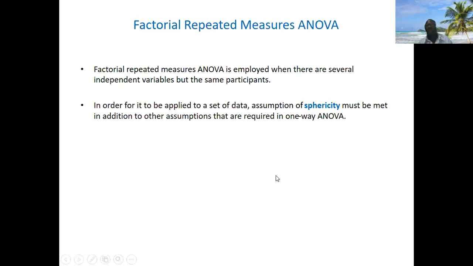factorial repeated measure is employed when there are several independent variables, the same participant. I've already said it. When you take measurement from the same people over and over. In order for it to be applied to a set of data, the assumption of sphericity must be made in addition to the assumptions required in one-way or other parametric tests. You know, we talk about normal distribution and homogeneity of data. In addition to that, whenever you are having repeated measure, you have what we call sphericity.